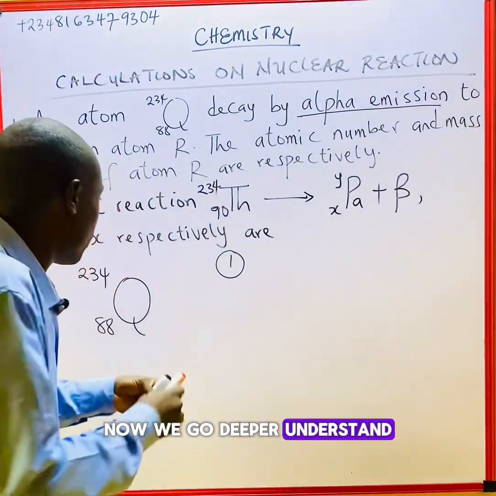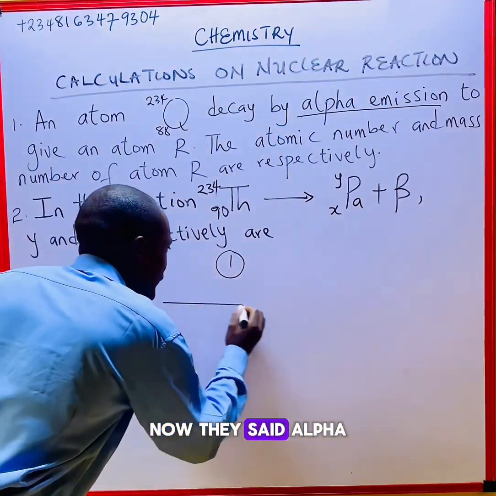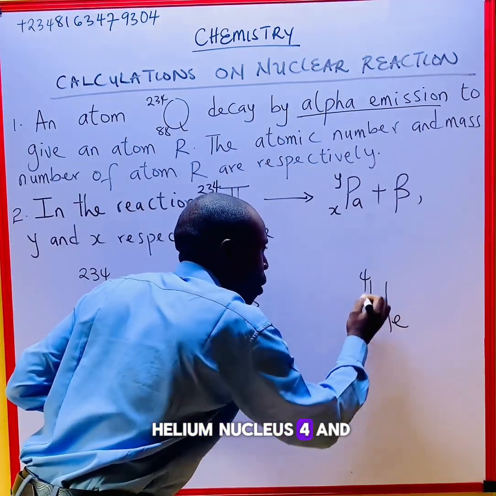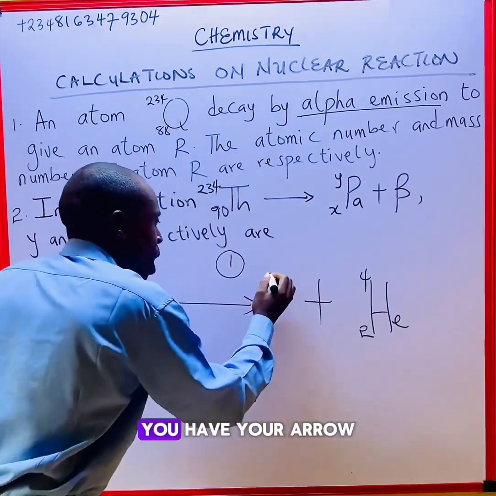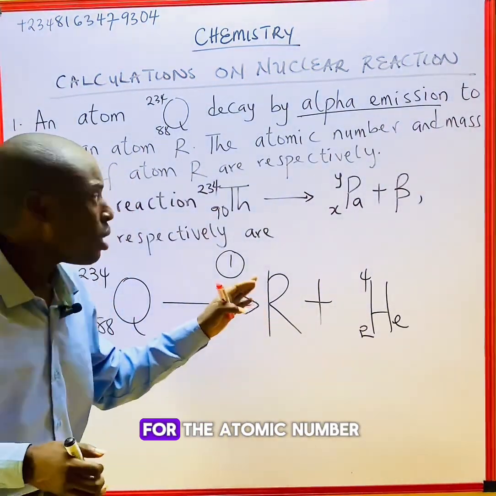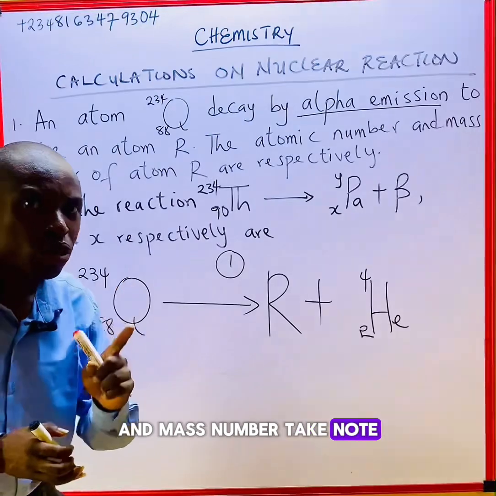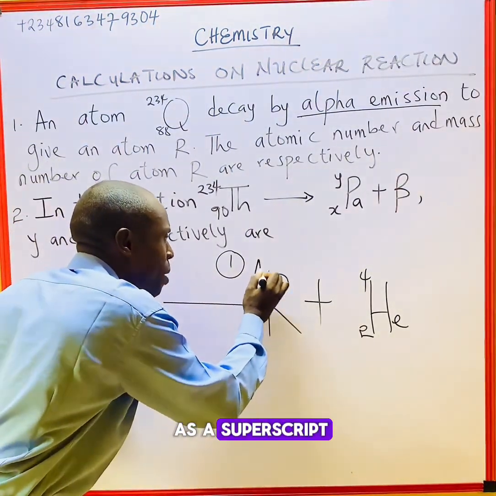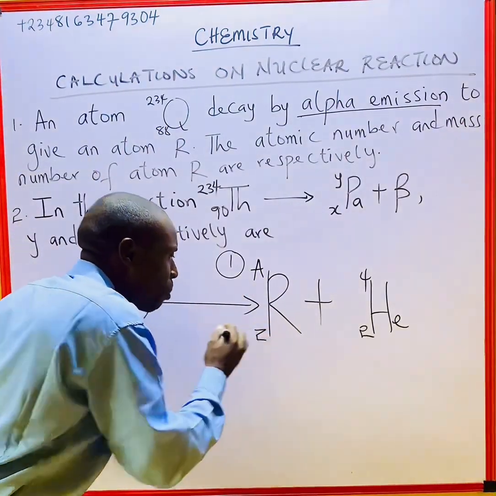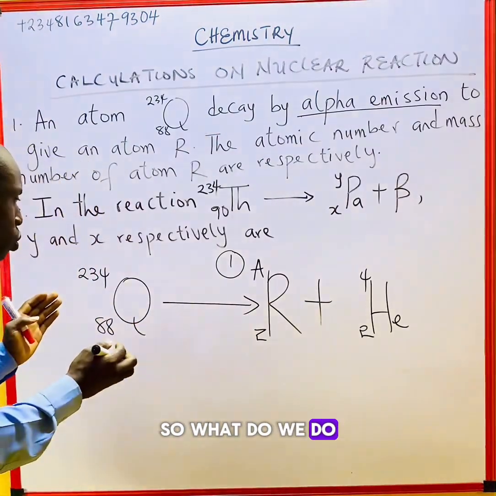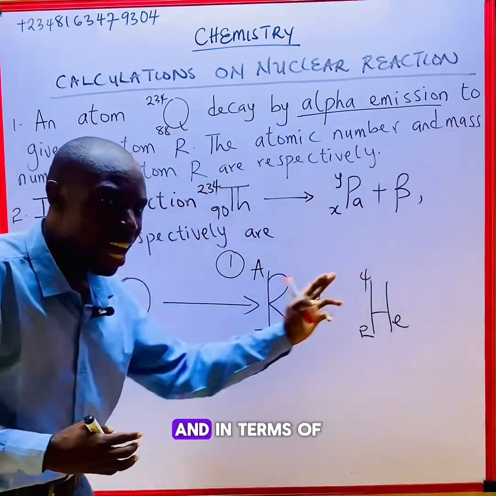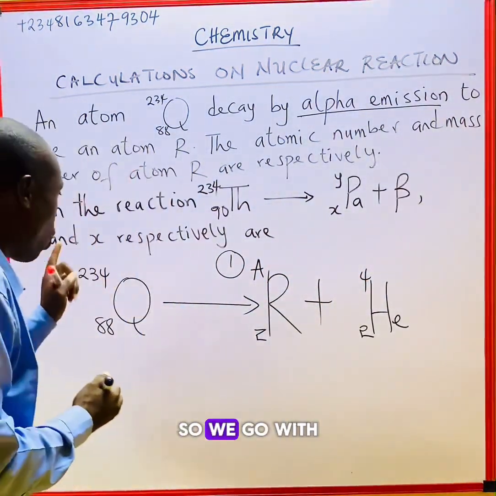Now we go deeper. Understand. Now they said alpha, meaning in place of alpha now, we'll put this helium nucleus, 4 and 2, plus you have your R here. Remember, this R here, they're asking you for the atomic number and mass number. Take note, mass number is written as a superscript, meaning it is always at the top. Atomic number is written as a subscript, meaning it is always at the bottom. So both the left and the right must be balanced in terms of their mass number and in terms of their atomic number. So we go with the mass number first.